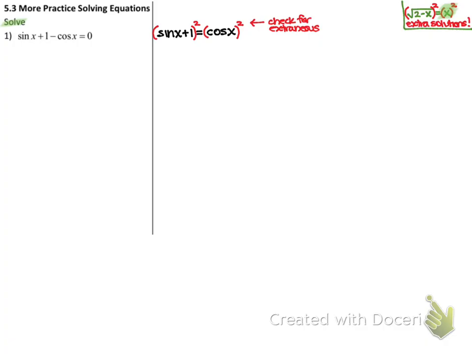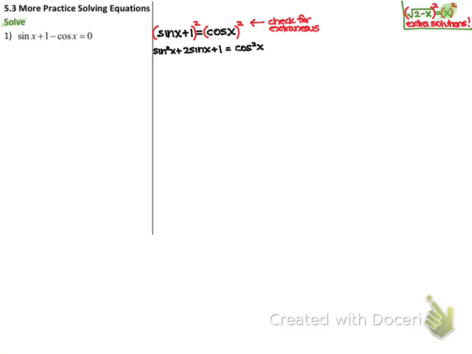All right, let's multiply this out. So sine x plus 1 times sine x plus 1. You might want to draw out the boxes if you need to. This is sine squared x plus 2 sine x plus 1 is equal to cosine squared x. Okay, so I've introduced some squares, which is great because then I can get the sine squared and the cosine squared together.